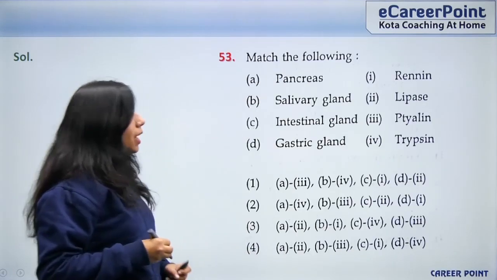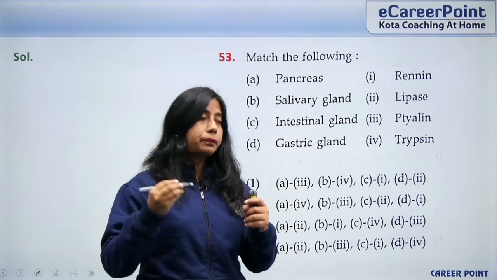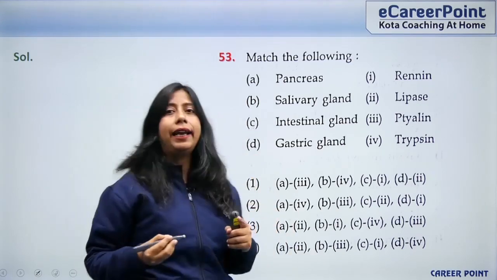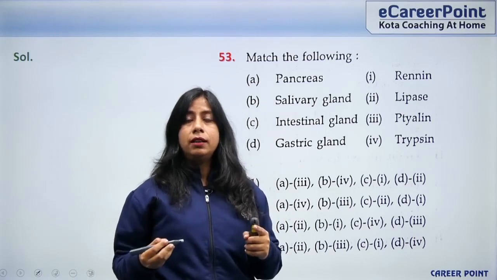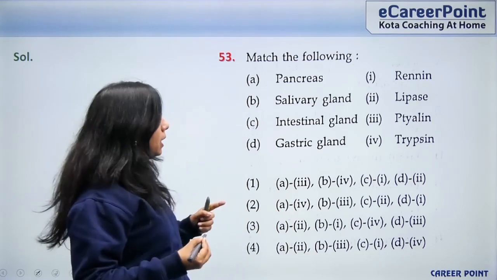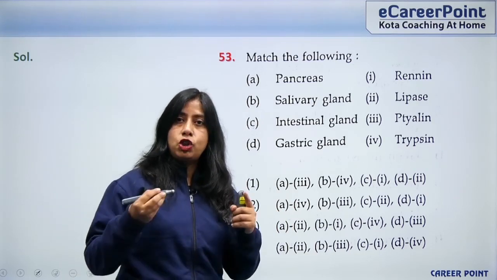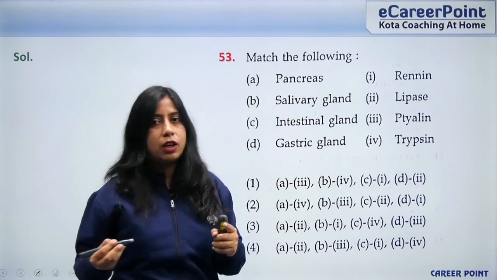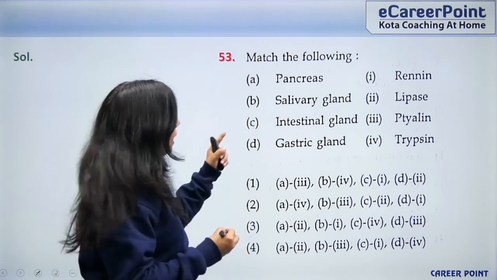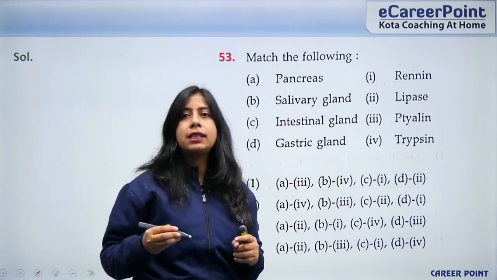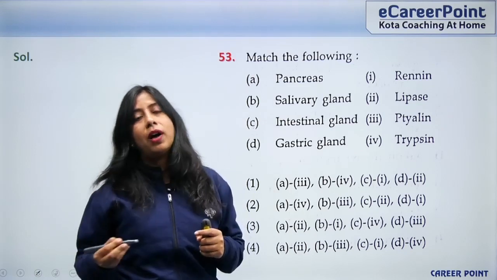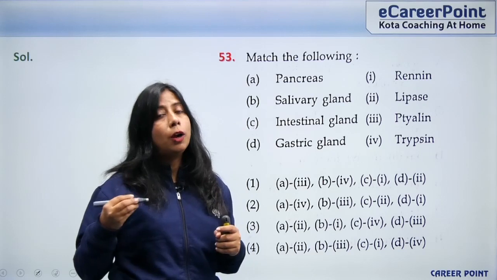Let's see the next question. Again, another match the following. On one side we are given the glands. On the other side the enzymes are present which are involved in the process of digestion. So let's see in which part, which gland produces what type of secretion, and in them which type of enzymes are present. So if we see pancreas, pancreas has many enzymes. They have enzymes for digestion of carbohydrates, fats or proteins.